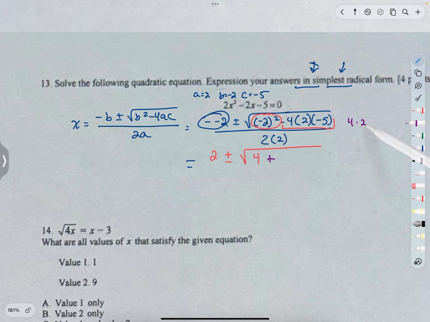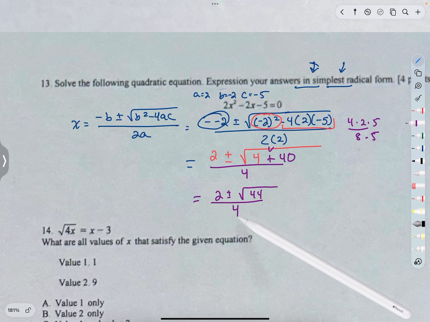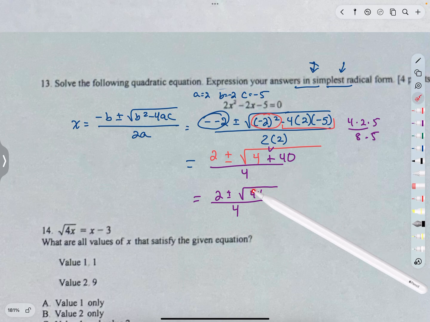And then I just figure out what 4 times 2 times 5 is, because I don't have to worry about the sign. I already know it's a plus. So that's 8 times 5, so that's 40. And I just keep working underneath that radical, that radicand, which we call the discriminant when we're using the quadratic formula. And I'm pretty much done, except I have to see if I can simplify the radical.